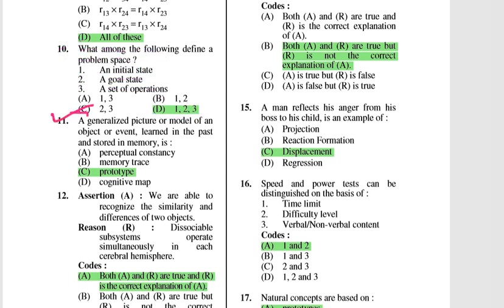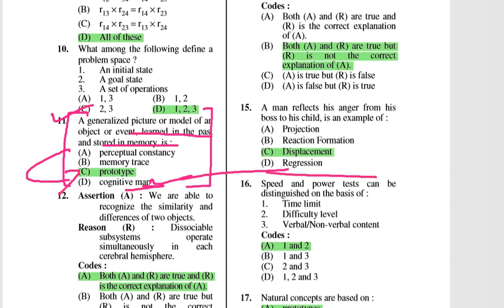Question number 11. A generalized picture or model of an object or event learned in the past and stored in the memory is called what? It is called a prototype. Cognitive map, who was the scientist who proposed this, we have just covered previously, just a few minutes back. So you can comment that down. And perceptual consistency and memory trace. The correct answer is prototype.